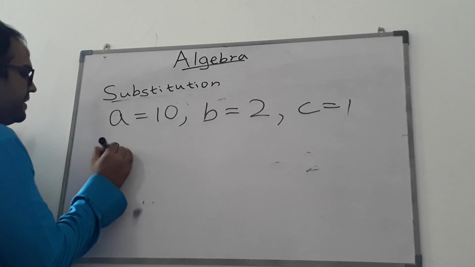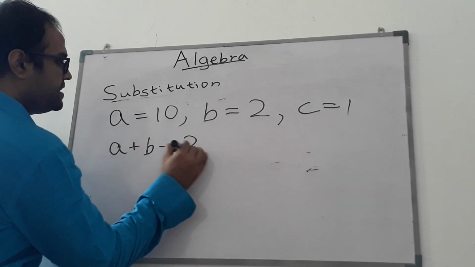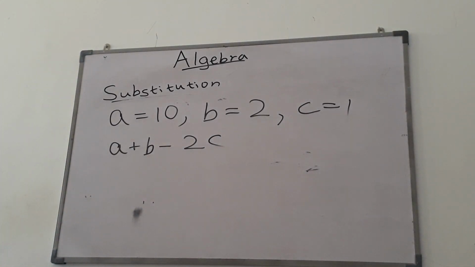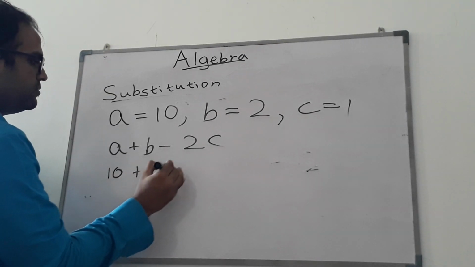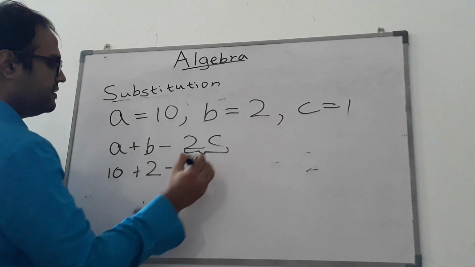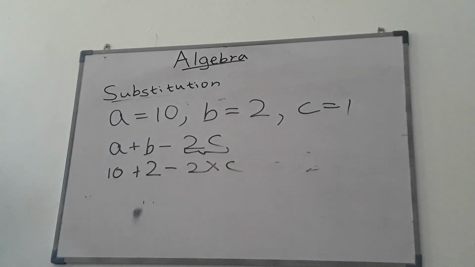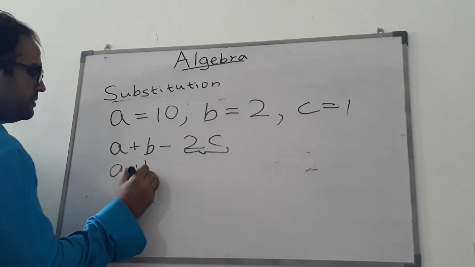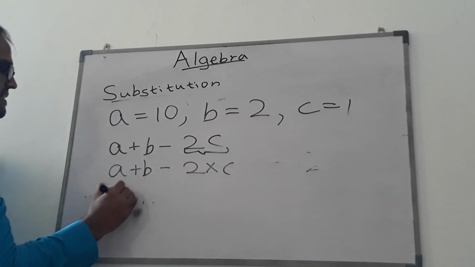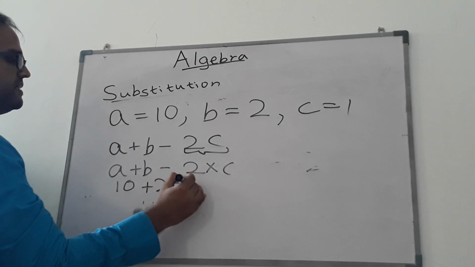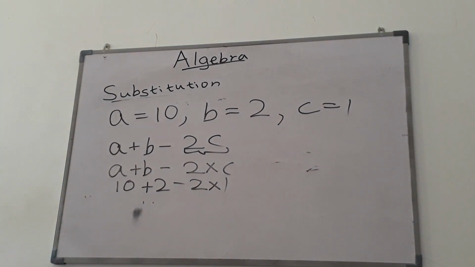Next is A plus B minus 2C. First we will substitute values. 2C can be written like 2 times C. A plus B minus 2 times C. Instead of 2C, I wrote 2 times C. A means 10, B means 2, C means 1. So 2 times C means 2 times 1.